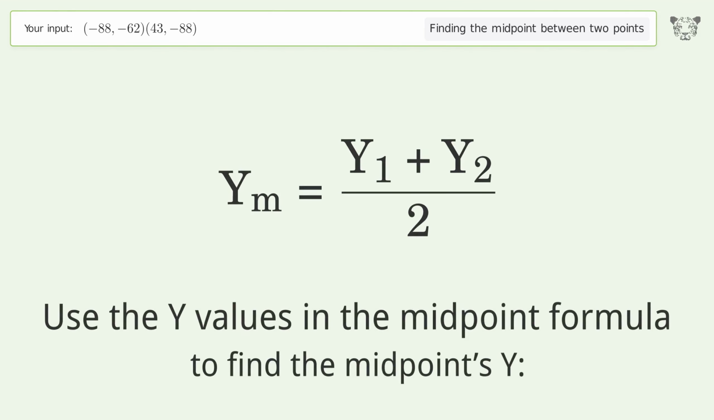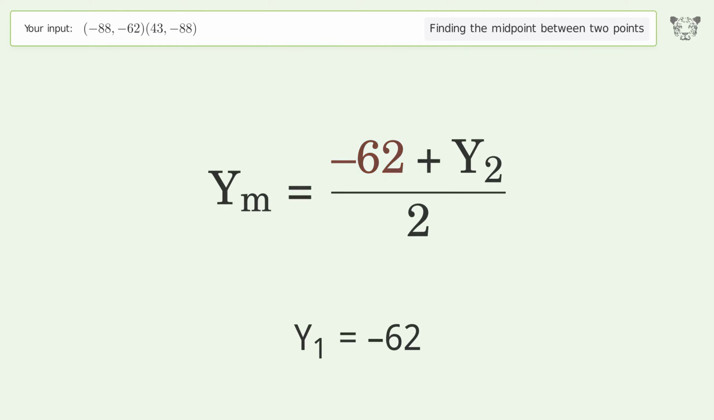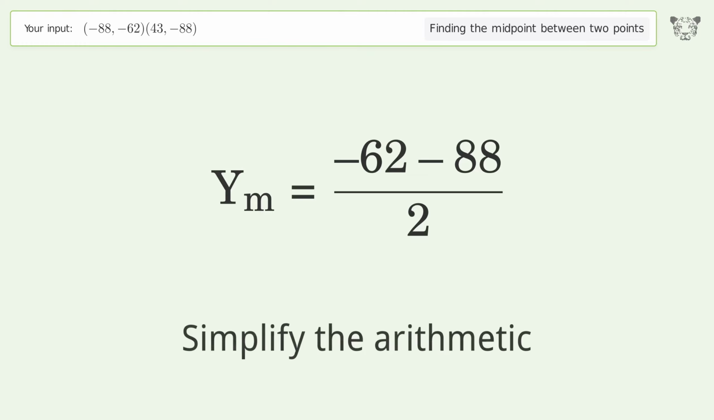Use the y values in the midpoint formula to find the midpoint's y. y1 equals -62. y2 equals -88. Simplify the arithmetic.